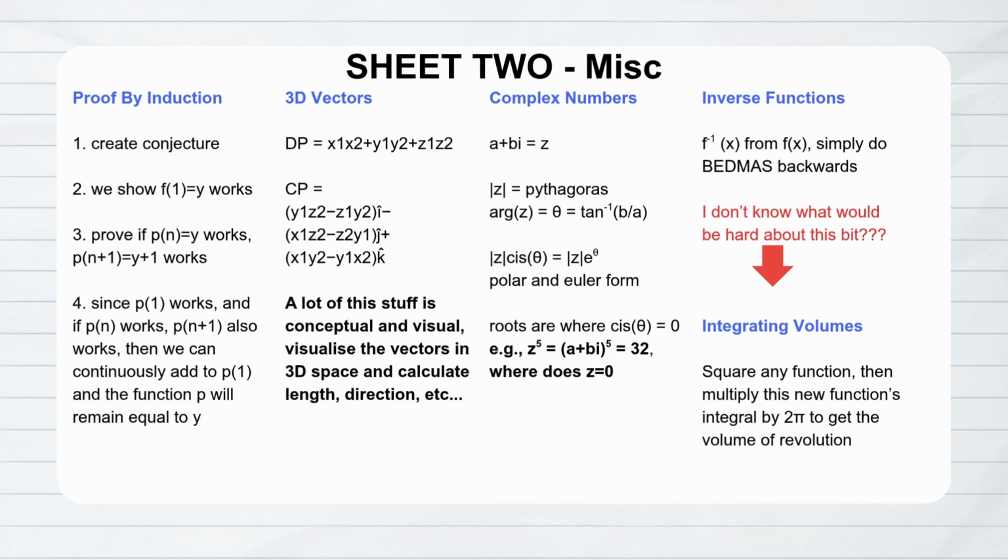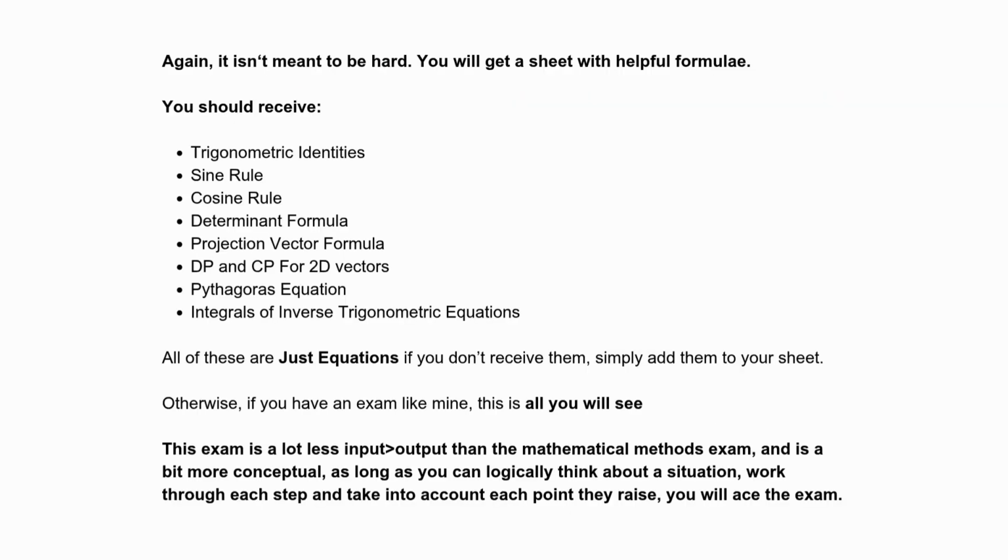And then integrating volumes. If you've got a function, you square the entire function, and we already established what the square of it looks like. Then you integrate that and multiply it by 2 pi, and that gets you the volume of revolution, because it's like finding the area of a cylinder, but the cylinder's a bit of a strange shape on the outside. And that really covers everything again.